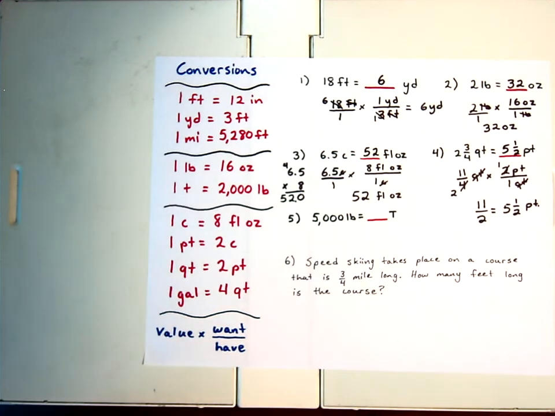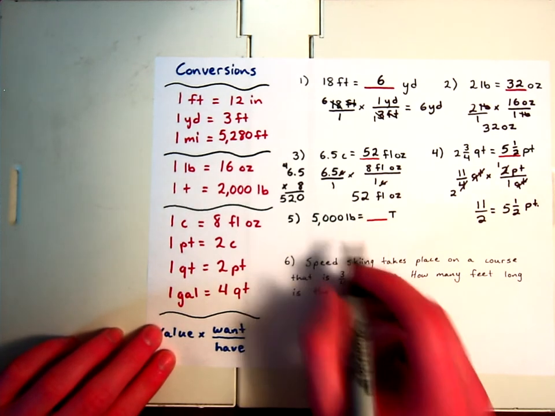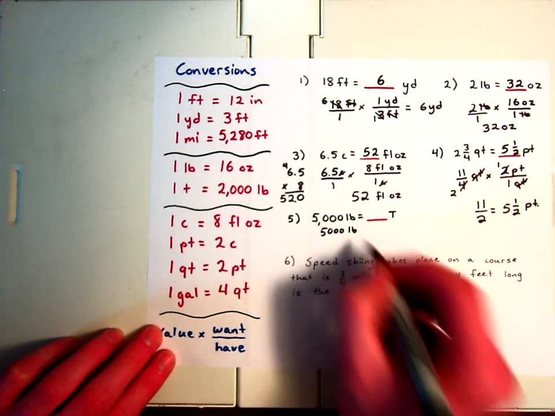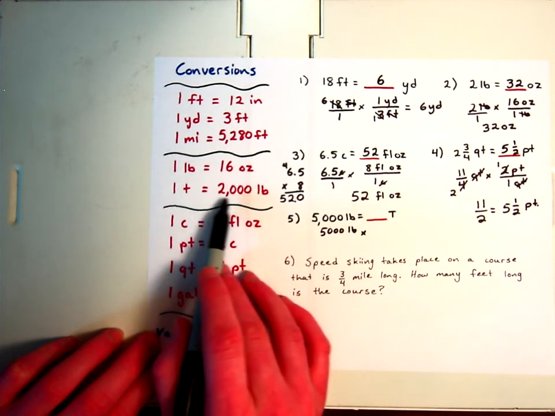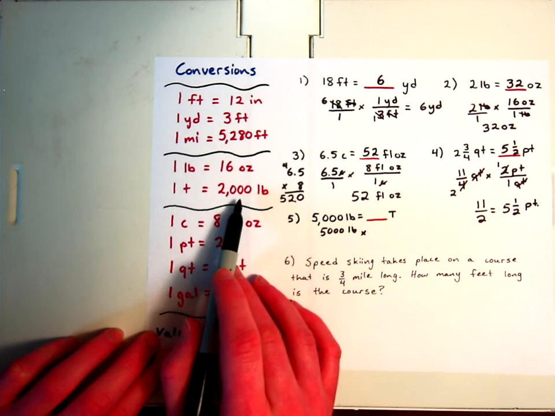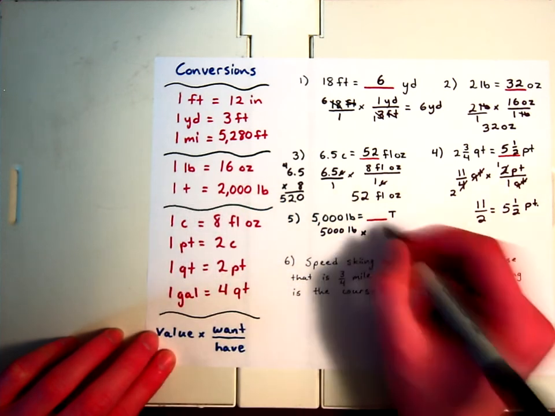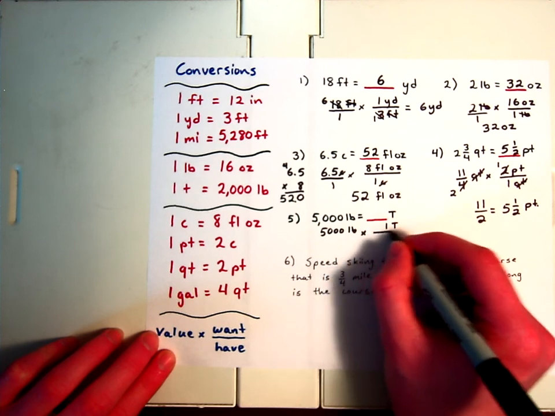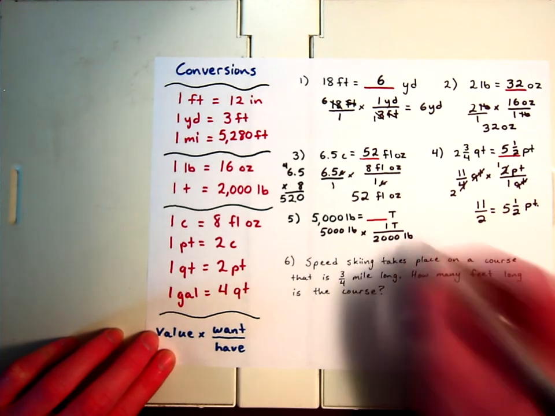For number 5, I'm going to have 5,000 pounds equals how many tons? Well, I have 5,000 pounds. And I'm going to multiply that by, well, where's my conversion? 1 ton equals 2,000 pounds. So what I want is tons. That means tons is going in the numerator. So I have 1 ton over 2,000 pounds.